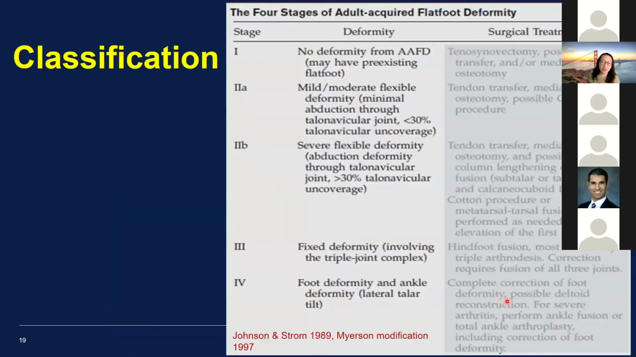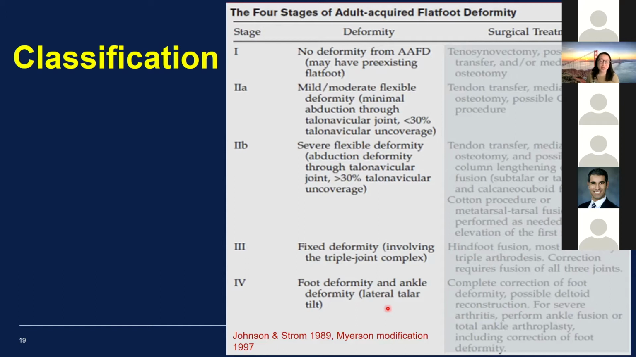So the classification is this. I'm presenting this, and we're not talking about the new classification, which I presented in Grand Rounds, only because that new classification was just published in October of 2020. I don't see a whole lot of articles out there using that new classification, although I do agree that it's better. So for testing purposes and for you guys, this is the classification that they want you to know about. It was developed by Johnson and Strom in the 80s, and Meyerson added to it. But it's pretty simple.